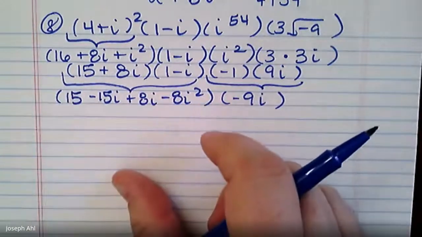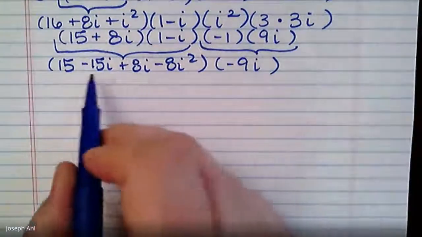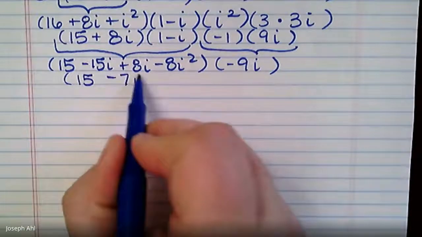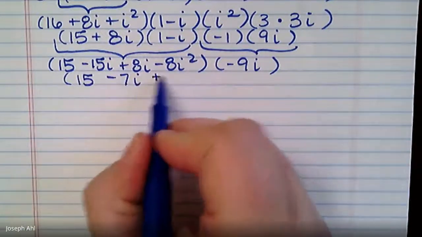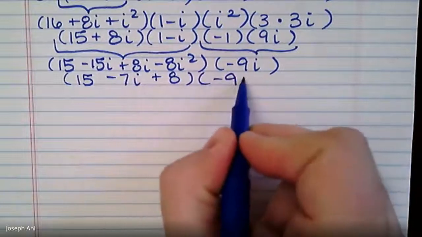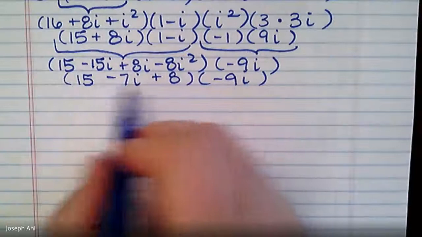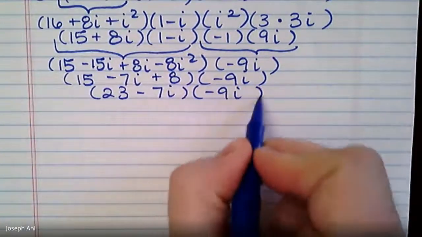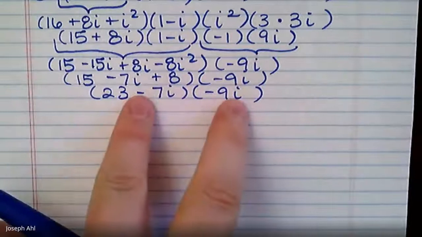Just a lot of good practice with multiplication rules, some good powers of i practice. All right, so in the middle, that would be 15 and then minus 7i. Remember, if i squared is negative 1, times negative 8 is a plus 8 there, times negative 9i. Clean this up to get 23 minus 7i times negative 9i. We're getting there.